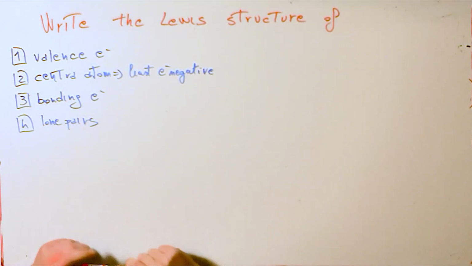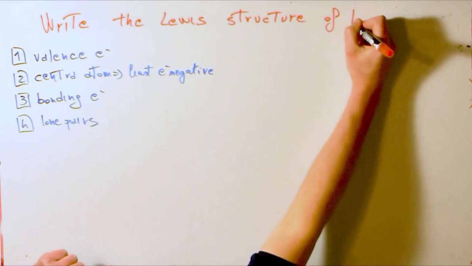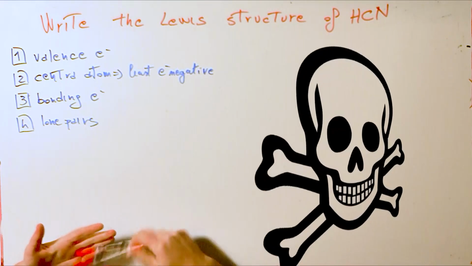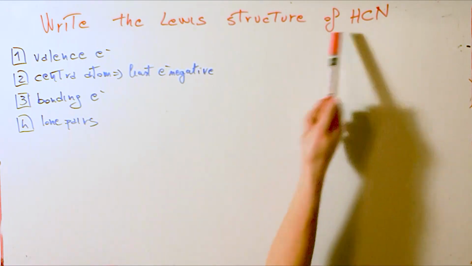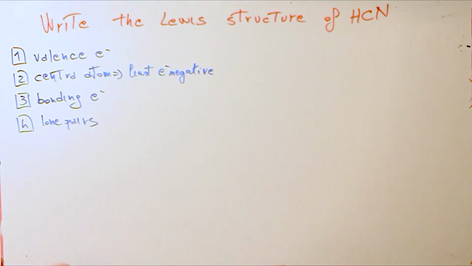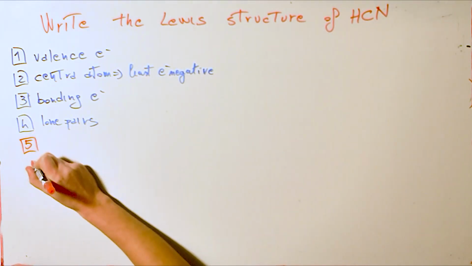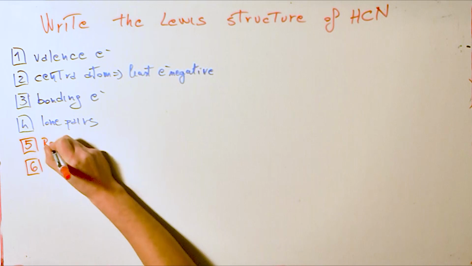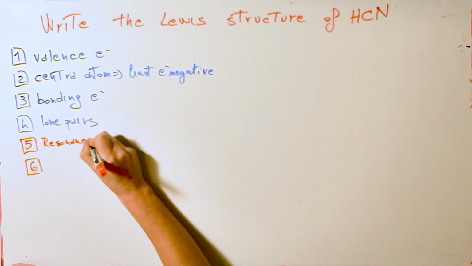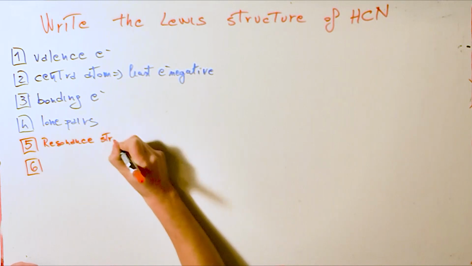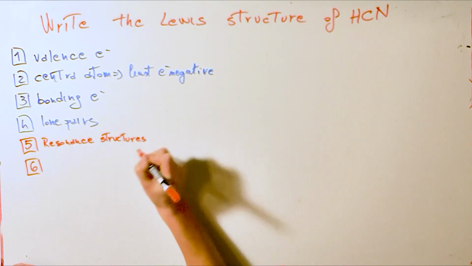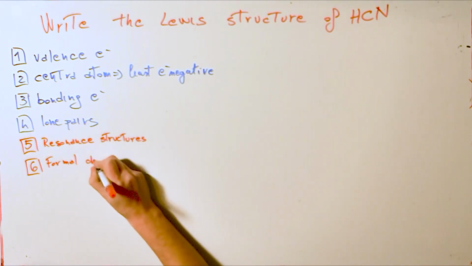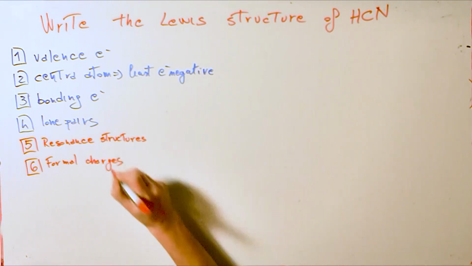So third exercise is writing the Lewis structure of HCN. So we have a poison here. We have this highly toxic acid. So how to write this structure? We have again to follow the rules. So actually I will add now even the 5 and 6 rules just to remind us. So resonance structure, and the 6 is formal charges calculation. So now it will be more clear.